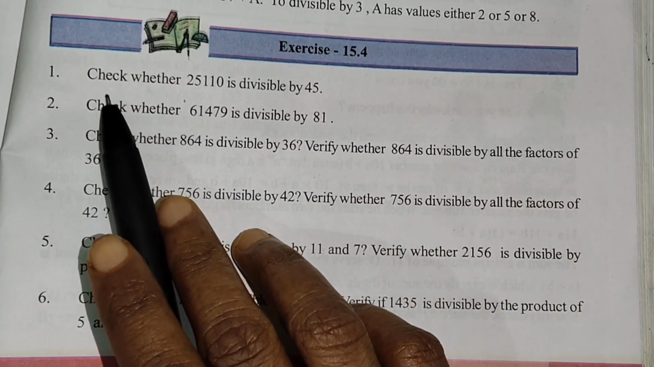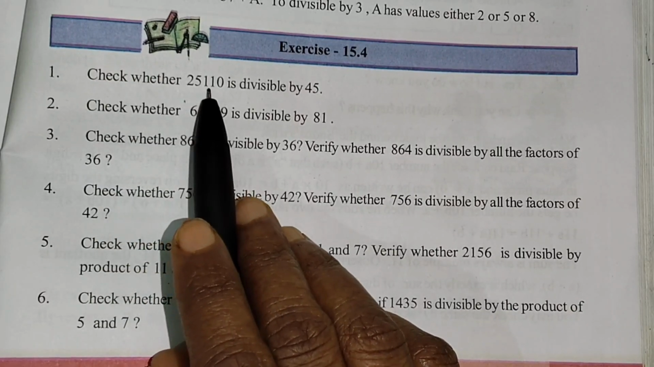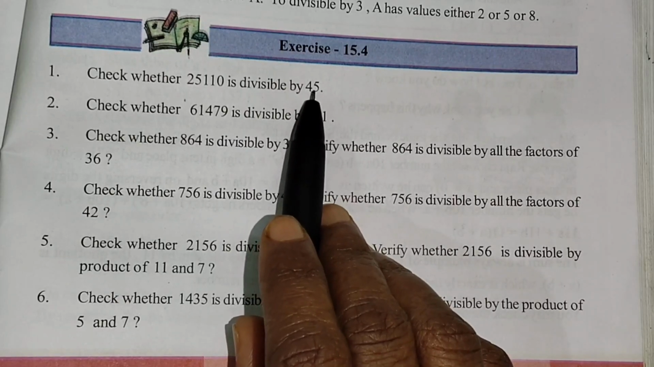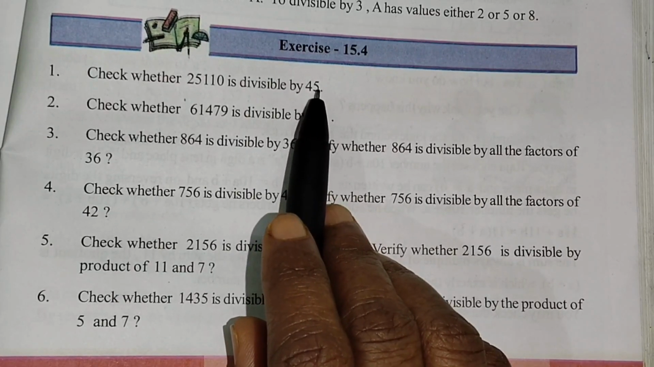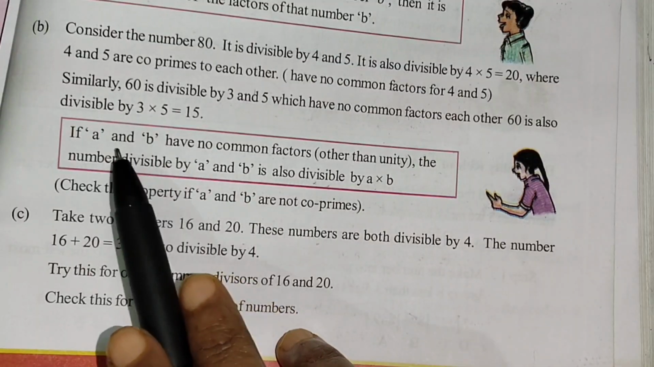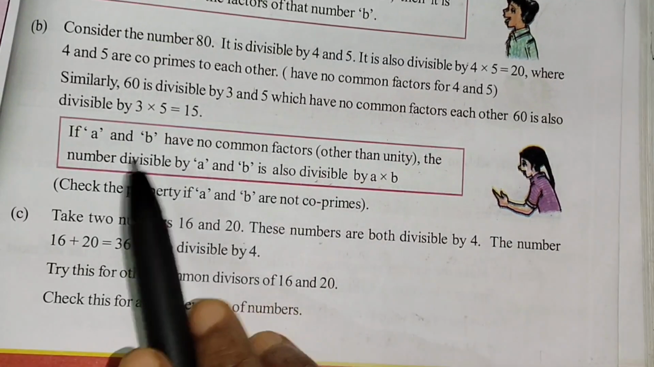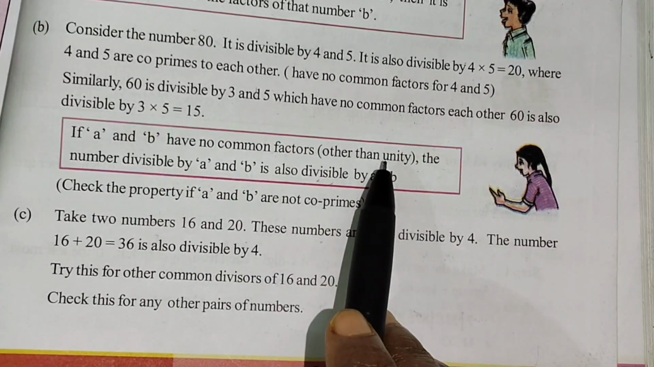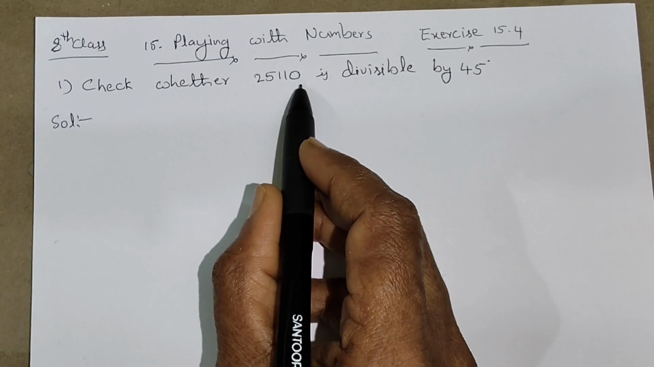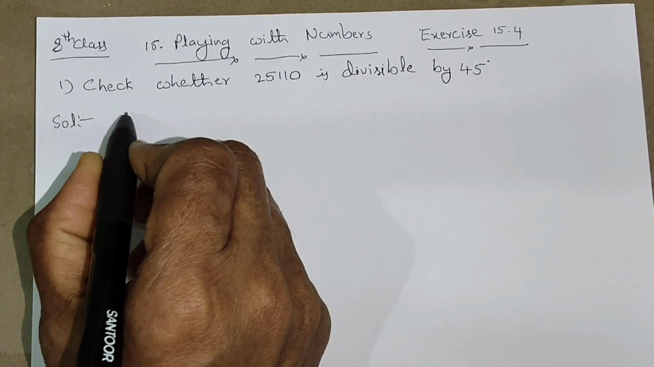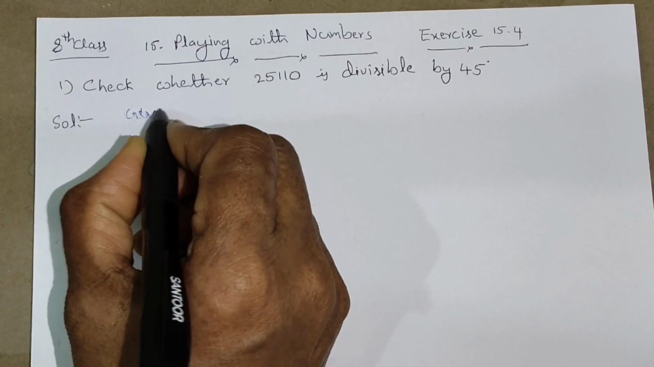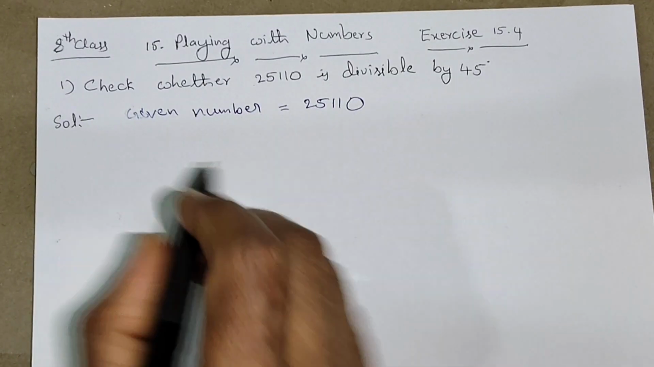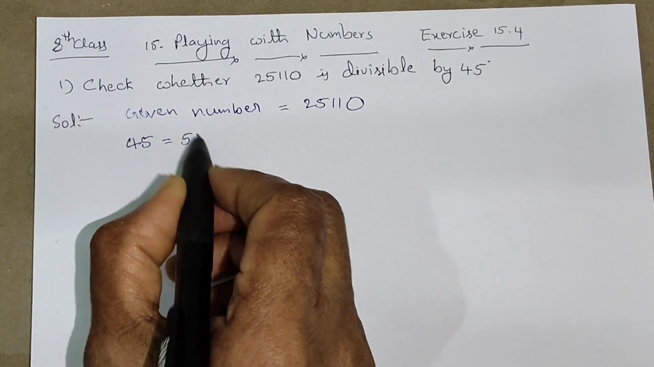Here the first one: check whether 25110 is divisible by 45. So here we use this one: if a, b have no common factors, the number divisible by a and b is also divisible by a into b. Given number is equal to 25110. Here 45 is equal to 5 into 9.